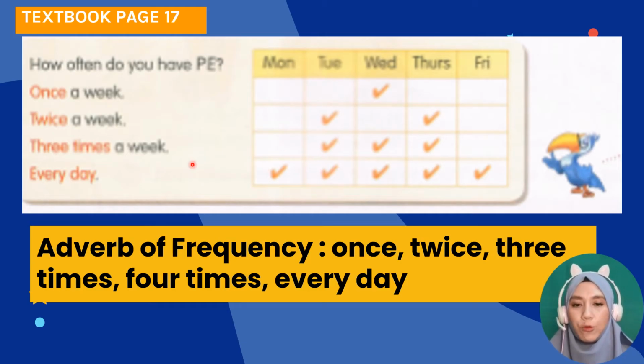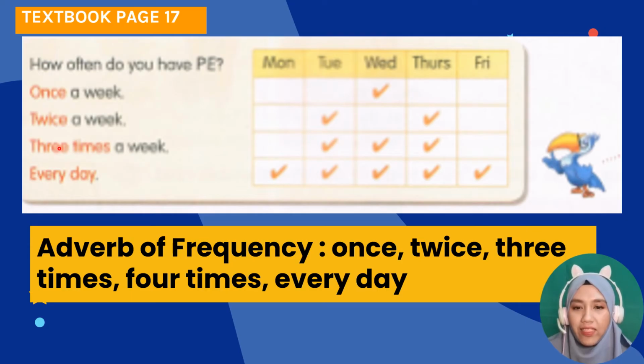If you say that you have PE 3 times a week, it means that you have the class 3 times for the whole week, which here shows it's on Tuesday, Wednesday, and Thursday. And if you say that you have the class every day, it means that you have the class every day of the week. Monday, Tuesday, Wednesday, Thursday, and Friday. For this answer, you can also choose to answer 5 times a week. Did you understand? Okay, class.